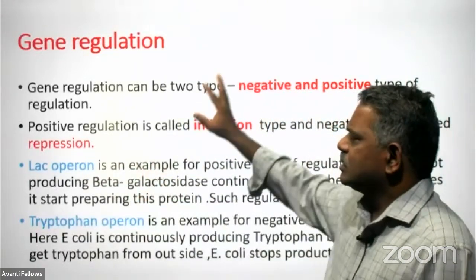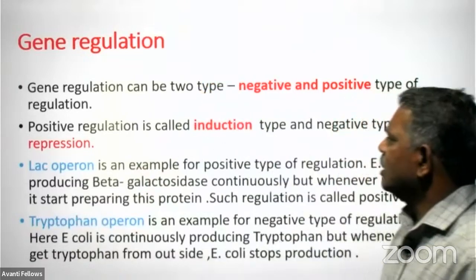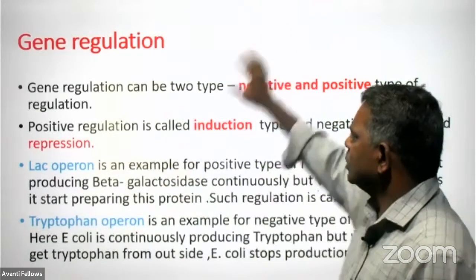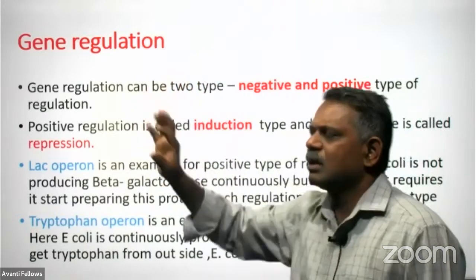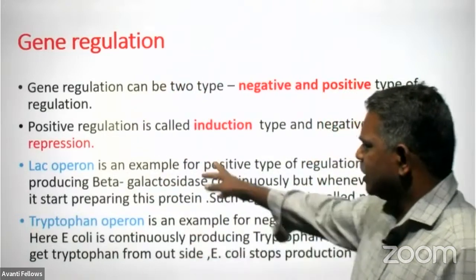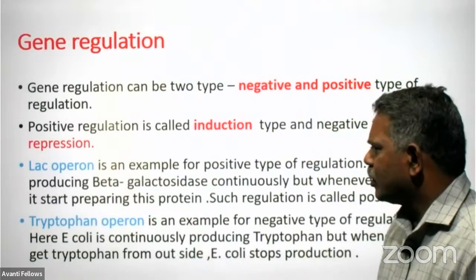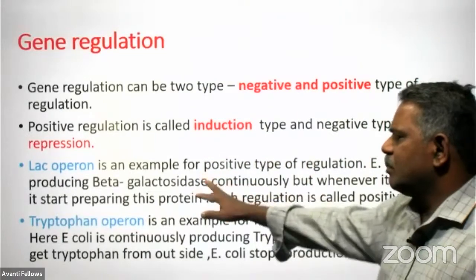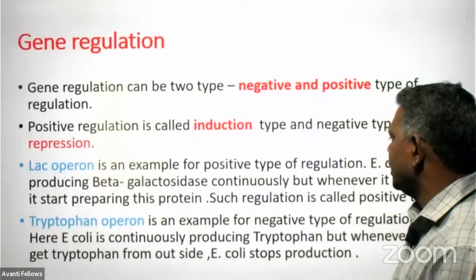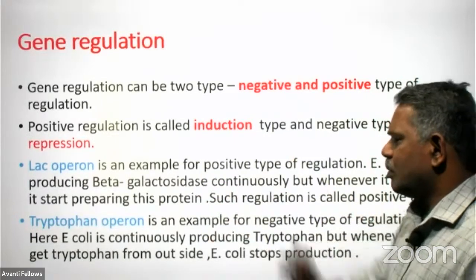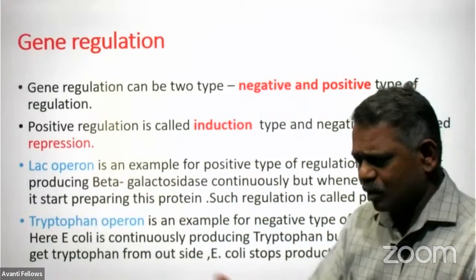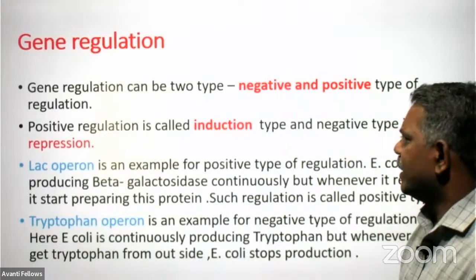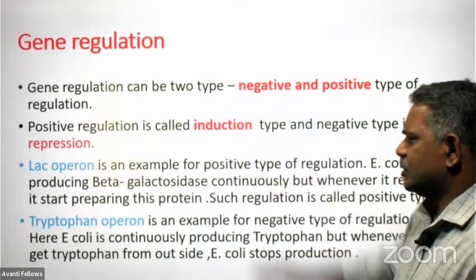Induction and repression are the two ways of gene regulation. Induction is the positive way of gene regulation, and repression is the negative way. Two examples are also mentioned here. Lac operon is an example of positive regulation. E. coli is not producing the beta-galactosidase enzyme continuously in its body, but whenever it is required, it starts preparing. At what time is this enzyme required? Only after the entry of lactose inside. Such a regulation is called the positive type, and it is called induction.